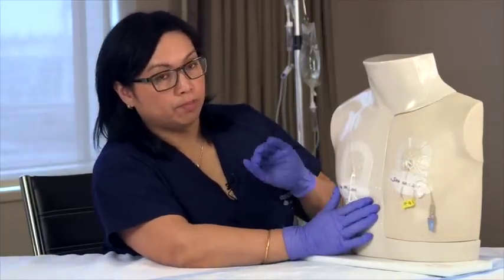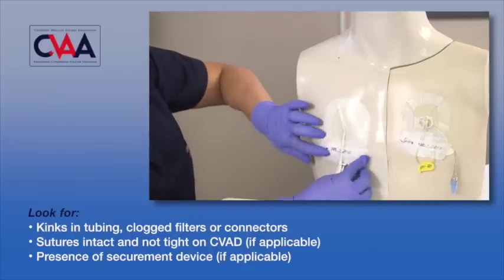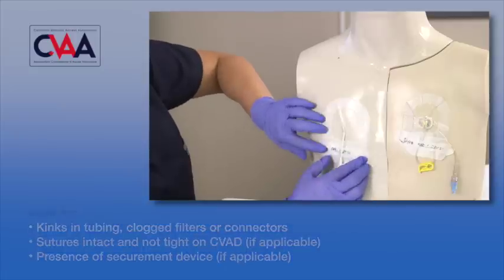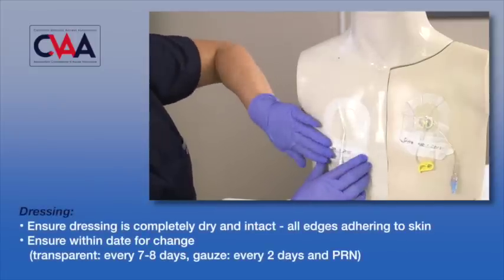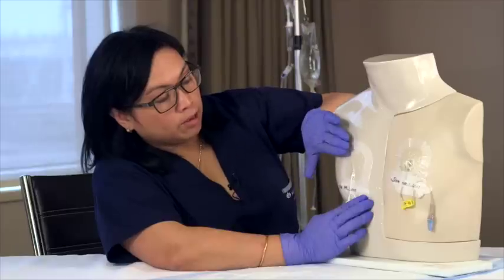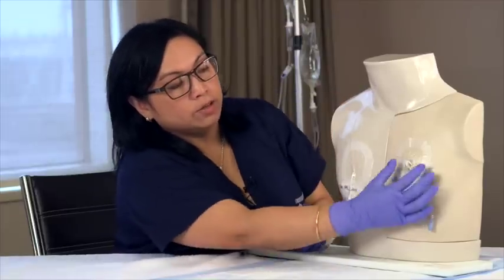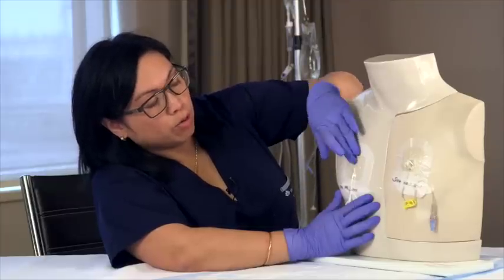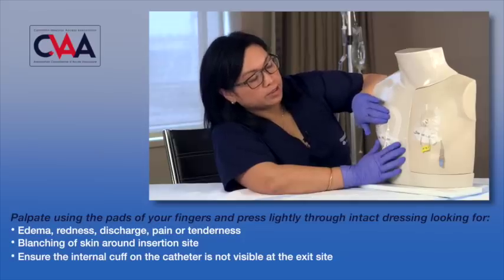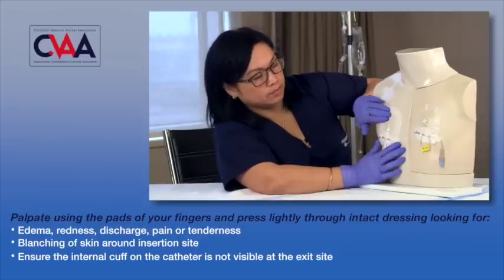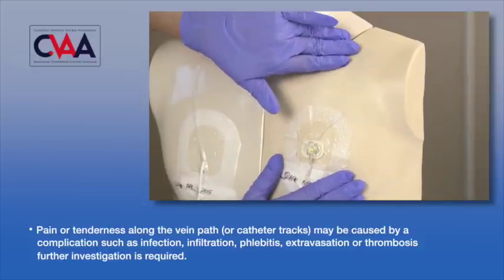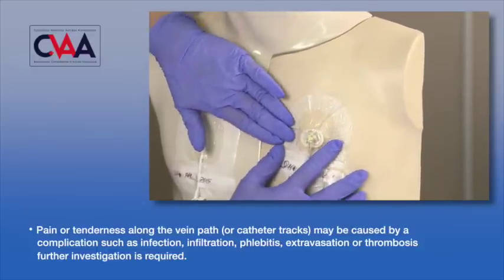So for the assessment, for both of them, you are going to ensure that there are no kinks or clamps on when you're infusing. You're going to ensure that the dressing is dry and intact all around the edges. And looking at the site, whether it's at the tunneled site or the implanted dome site, you are going to look for swelling, oozing, or redness. You're going to gently palpate around the insertion site and ask the patient if there's any pain or tenderness. In addition, you're going to palpate up along the vein path to assess, again, if there's any pain or tenderness.